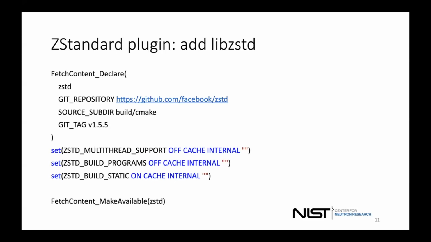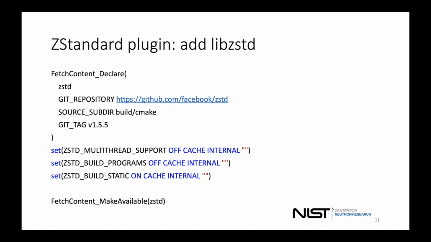So then adding libzstandard, this is from Facebook, as somebody else mentioned in an earlier talk. You just go to the GitHub site for Facebook, grab ZStandard. You have to give it a little bit of help. You have to tell it where the CMake folder is. This is just one line there, source subdir, and then tell it which version of ZStandard to build against. I picked a recent version, 1.5.5.